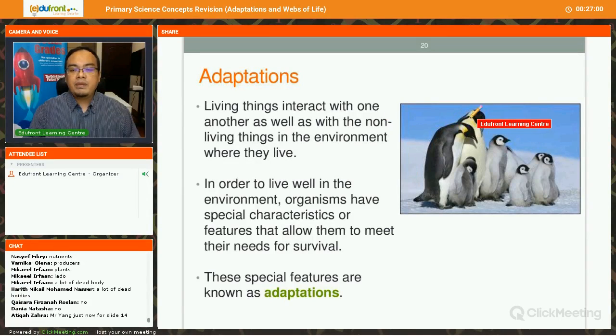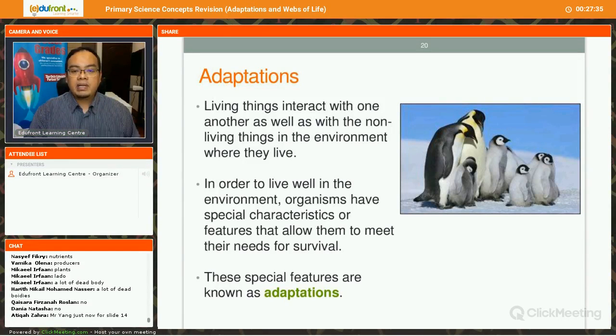For example, this penguin you see here lives in very cold conditions. So they must have certain adaptations which enable them to live in such harsh coldness. Likewise, animals who live in the ocean or in the sea must have certain adaptations which enable them to live, to survive, and to swim in the sea. So, in order to live well in the environment, organisms have special characteristics or features that allow them to meet their needs for survival. And these features are known as adaptations.